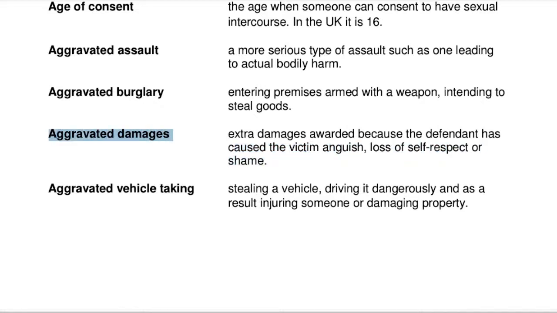This is a good term here, guys. Aggravated damages. Aggravated vehicle taking, stealing a vehicle, driving it dangerously, and as a result, injuring someone or damaging property. Jeez.